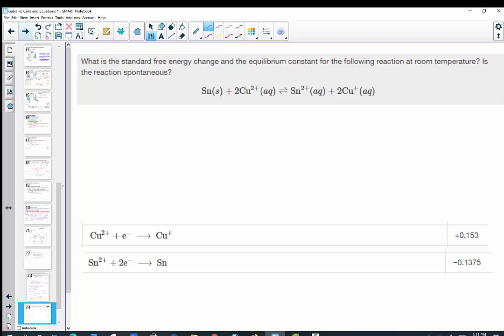I'll end with this example, but I would encourage you to pause. Boy, this has been a long lesson, I know. Pause for a moment, give yourself think time, and then come back to the video when you're ready to check. Give me all three. I need Ecell, I need equilibrium constant, and I need delta G. I did the hard work for you, looking up the voltage from the standard reduction table.